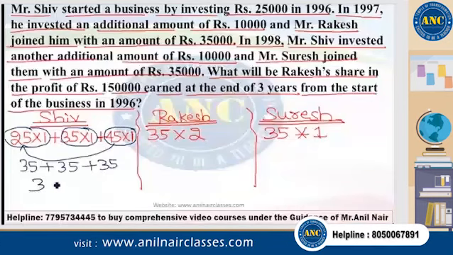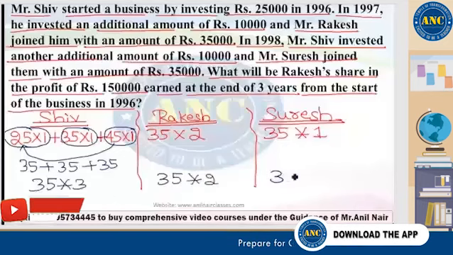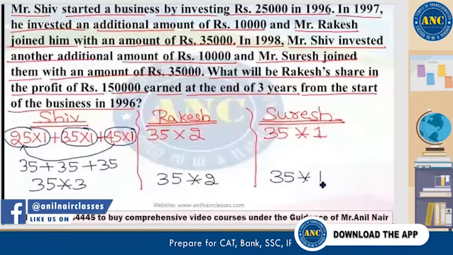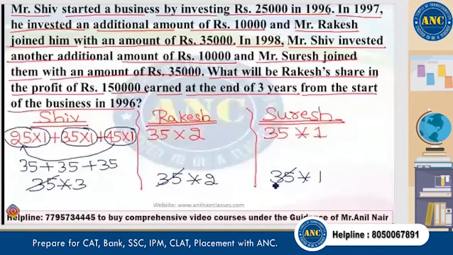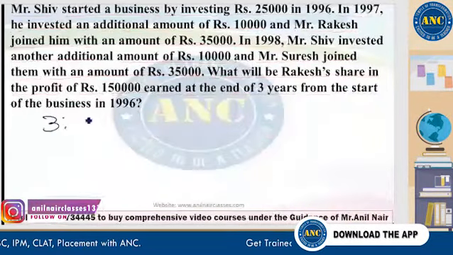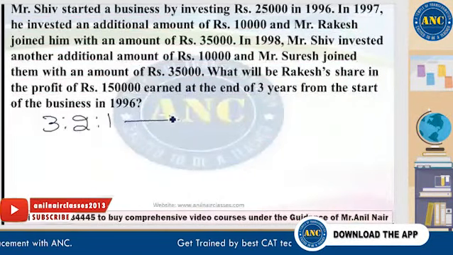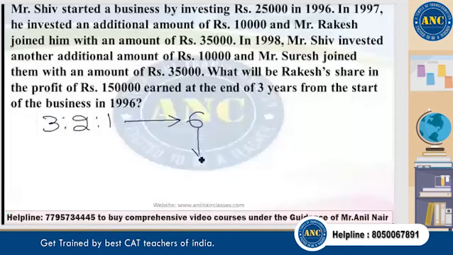In simple language, Shiv is nothing but 35 into 3. Rakesh is nothing but 35 into 2. Suresh is nothing but 35 into 1. The 35 cancels everywhere, so the profit sharing ratio is 3:2:1. Totally 3 plus 2 plus 1 is 6.